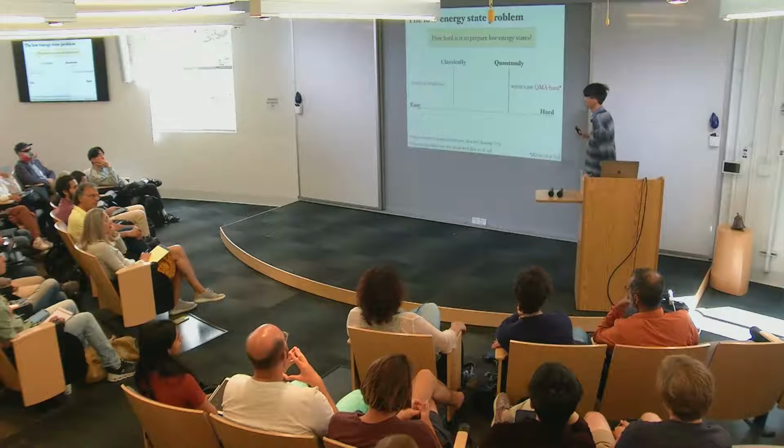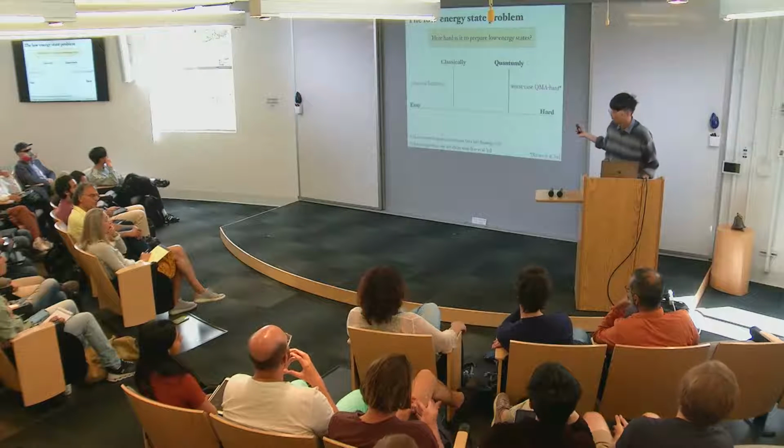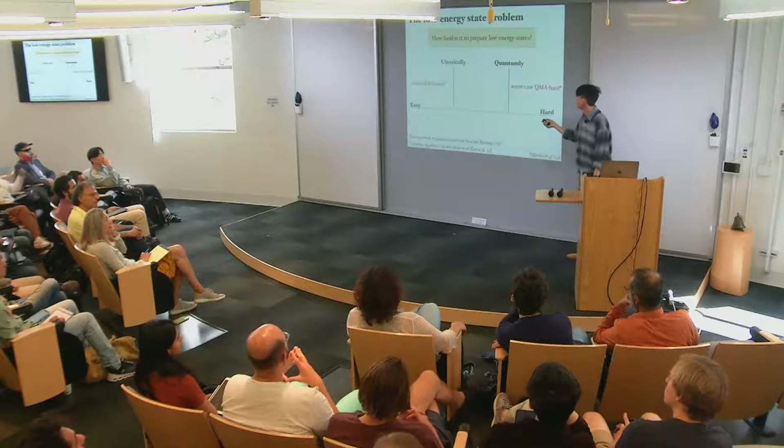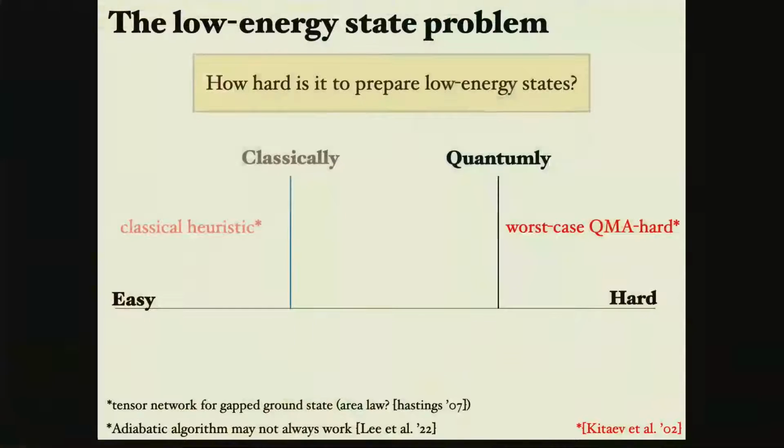So let's just keep going. To make the story continue, what we want to do here is to find something that's quantumly easy and classically hard. That's kind of what we want. Right? And does anyone have a candidate Hamiltonian that fits into this part?